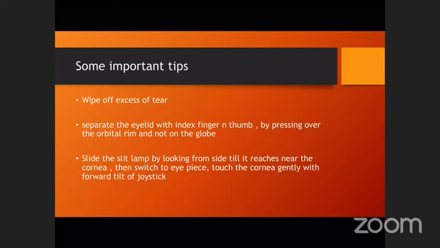Some important tips while taking this pressure: we have to wipe off excess of tear and stain with the help of cotton or tissue paper. If at all there's a need to separate the eyelid to put the biprism properly onto the cornea, we have to separate the eyelid with our index finger and thumb. But mind you, we have to press over the orbital rim and not on the globe. Now, when we want to take this IOP, we have to slide the slit lamp by looking from the sideways till it reaches near the cornea. And then one has to switch to the eyepiece. Touch the cornea gently with only forward tilt of the joystick.